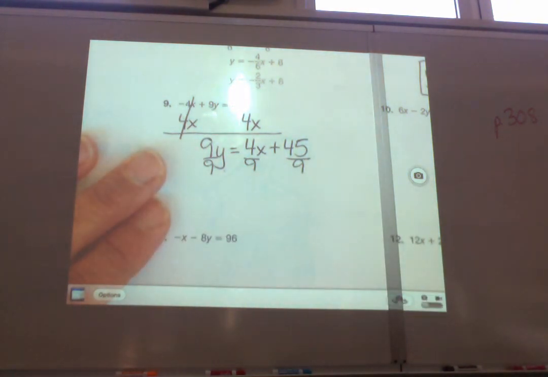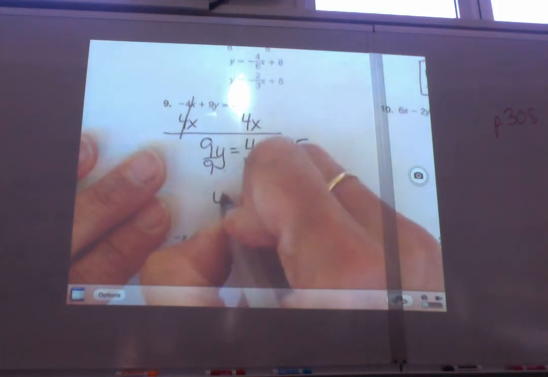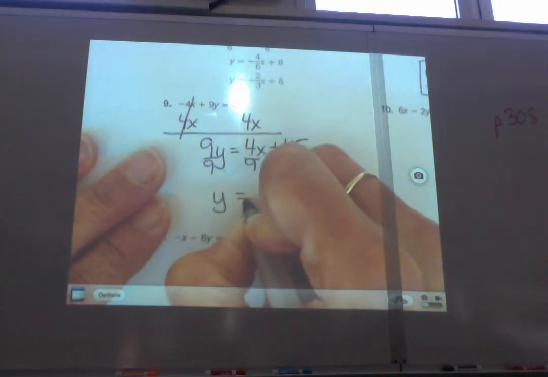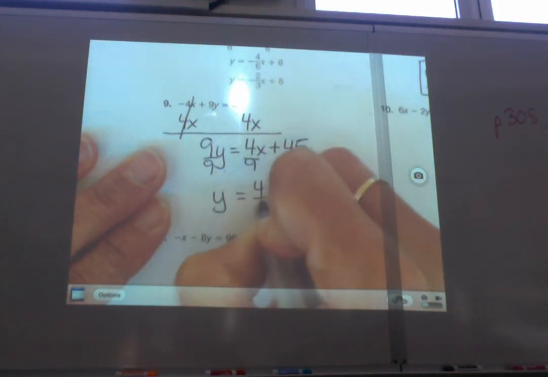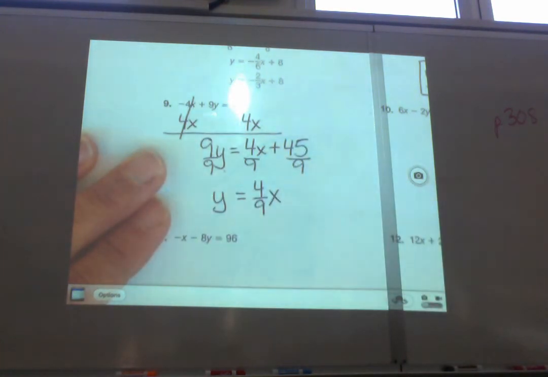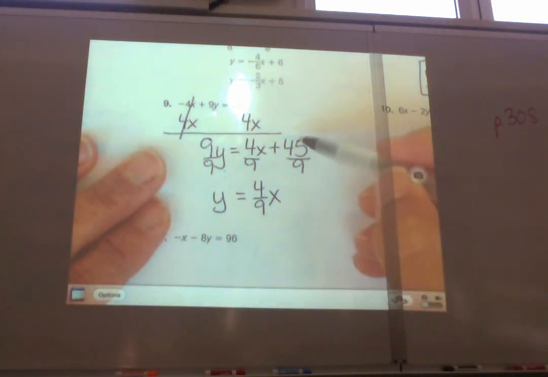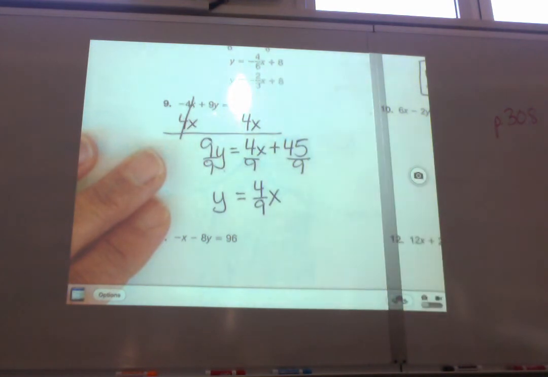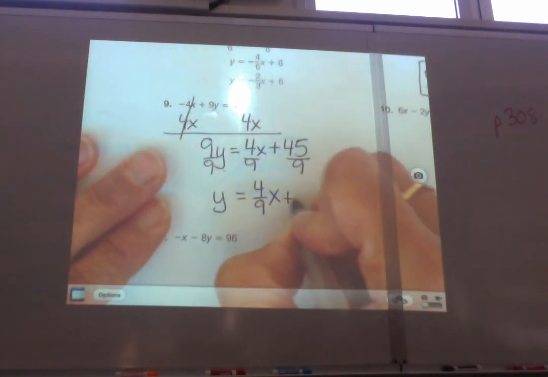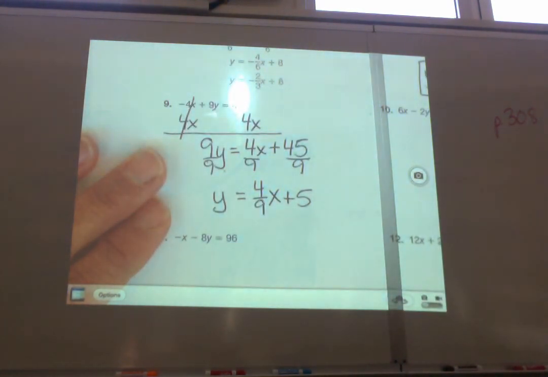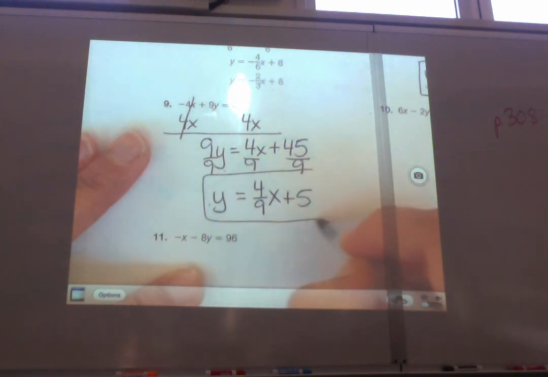I want the headphones out, Guillermo. This side is y equals 4 over 9x. 45 divided by 9 is... Alright, so you should have nothing in front of the y. It's okay to have a fraction in front of the x. It's okay to have a fraction here, but so far 2 of them are divided out. That's our answer right there.